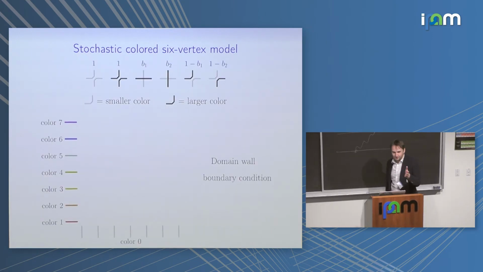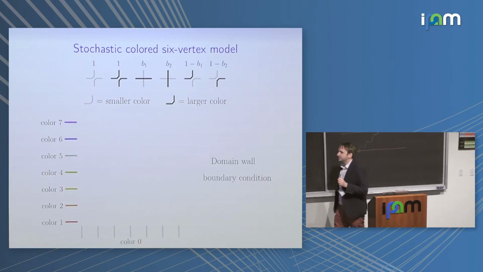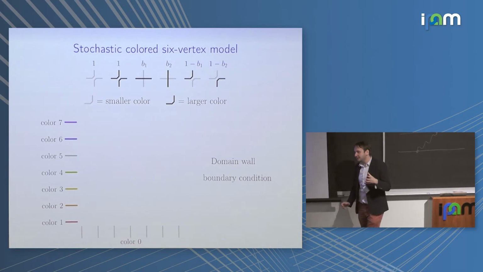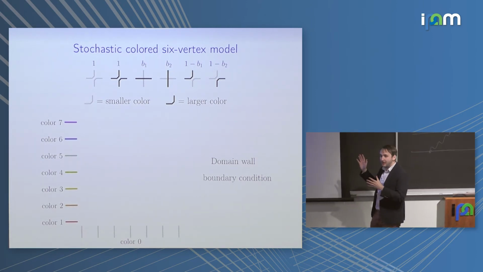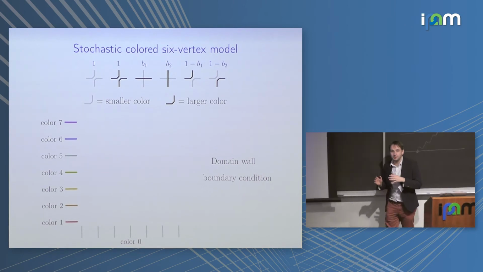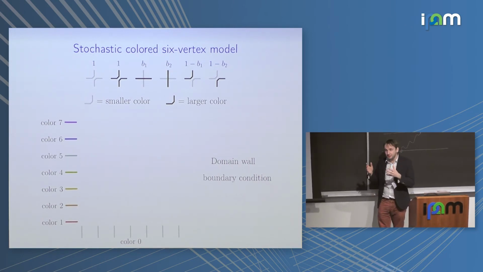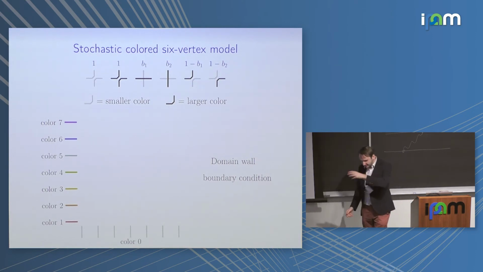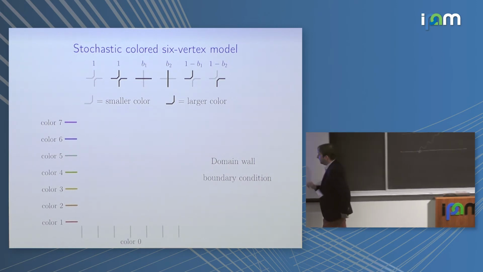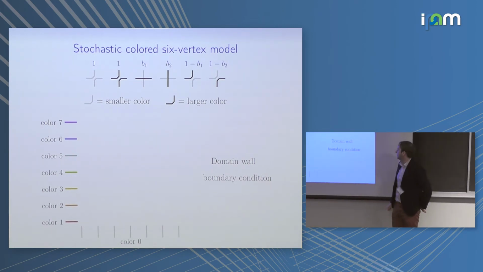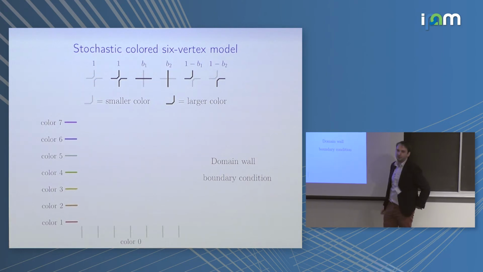Okay, it's also called stochastic. So what does stochastic mean? Well, stochasticity means that we are dealing with a model with specific weights, and these weights lead to a certain procedure which we can use in order to sample our configurations. If you want, there is just a stochastic recurrence which gives you a configuration slowly. For this procedure, we need specific boundary conditions. These are so-called domain wall boundary conditions.